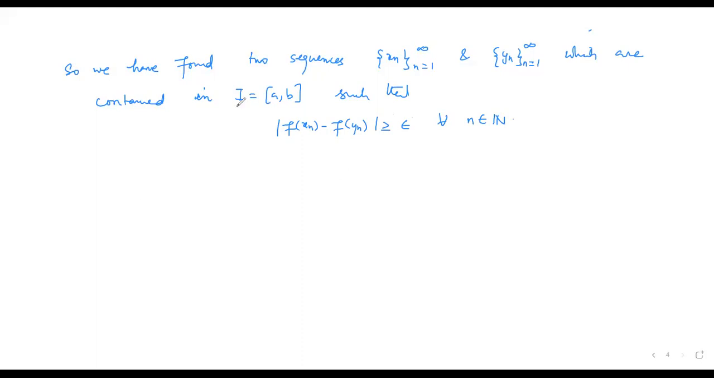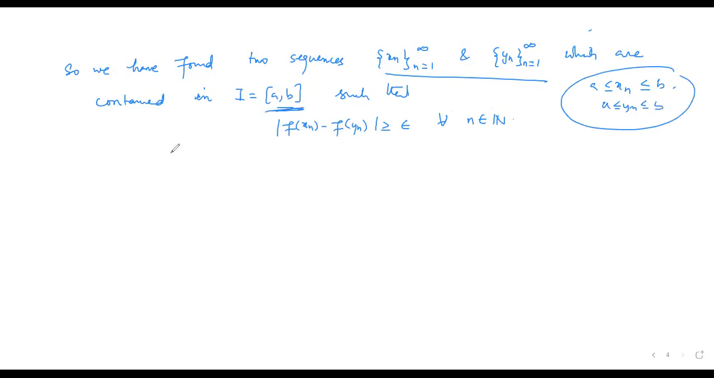ठीक है? क्योंकि हम एक sequences ऐसी ढूंढ सकते हैं, so that this is true. Now, since these sequences are contained inside this interval AB, यानी ये जो मेरी sequences हैं, they should also satisfy this thing, yn, ये मैं लिखूंगा नहीं, but that's obvious. They are contained in this interval.